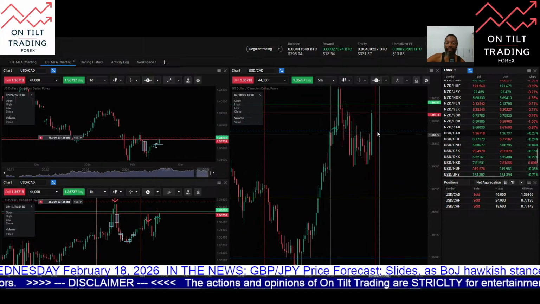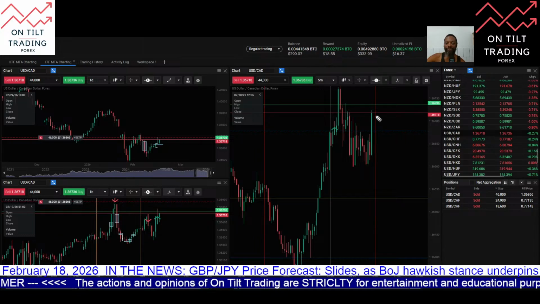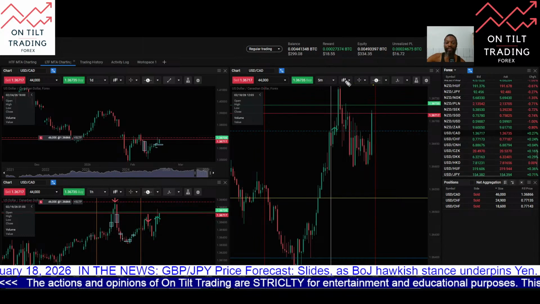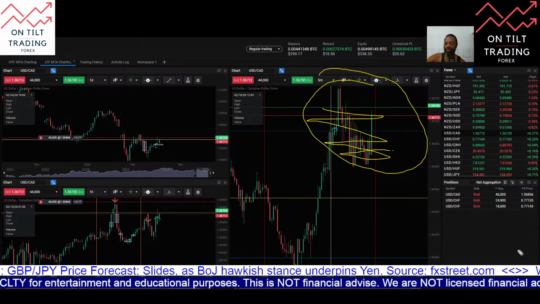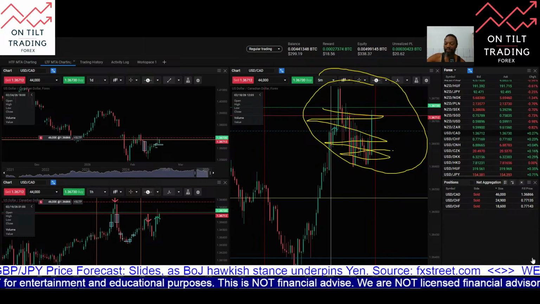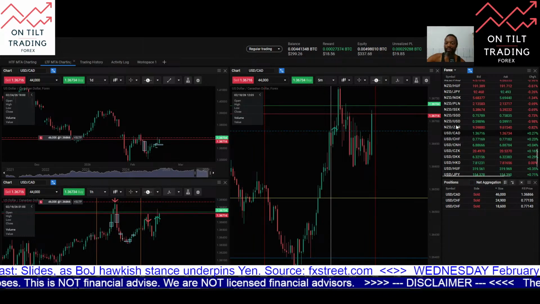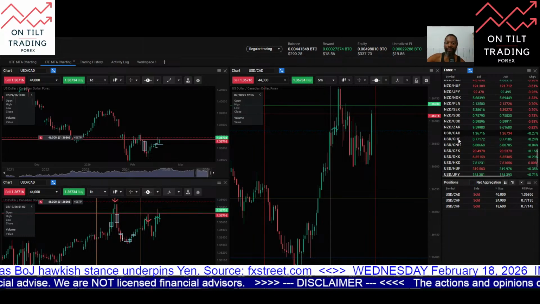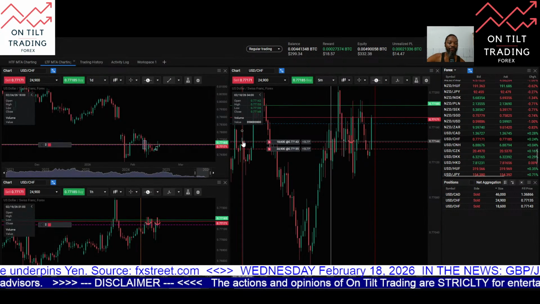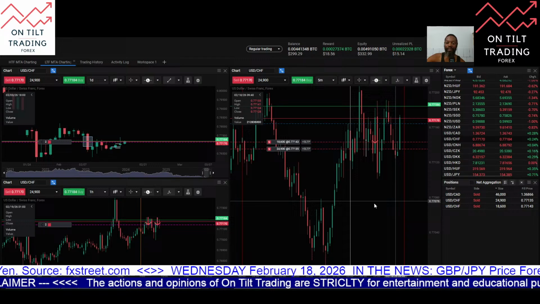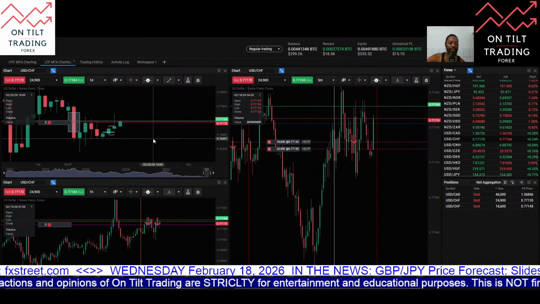So it's got me interested in exiting more than anything. As you can see, this is just congestion here. This is just consolidation. Nothing's happening as far as in price, delivering in either direction in any kind of clear way here. So this is the type of price action I would anticipate if I'm going to get stopped out.